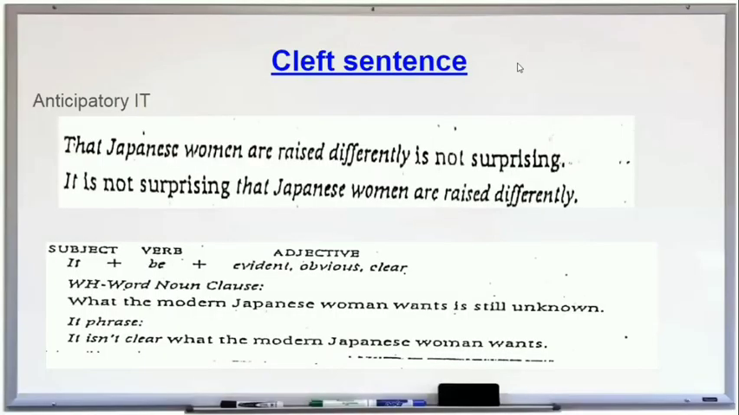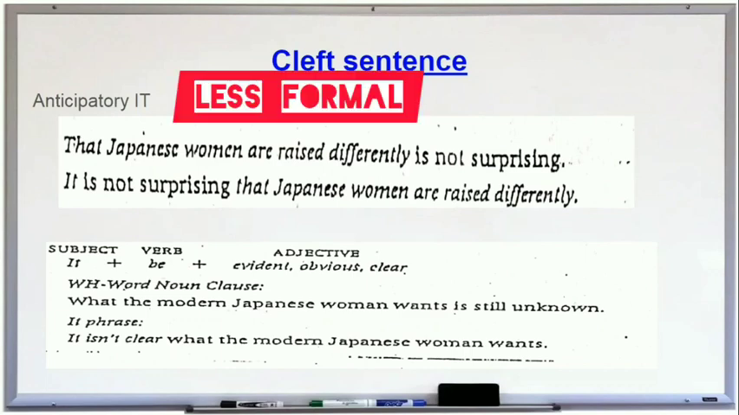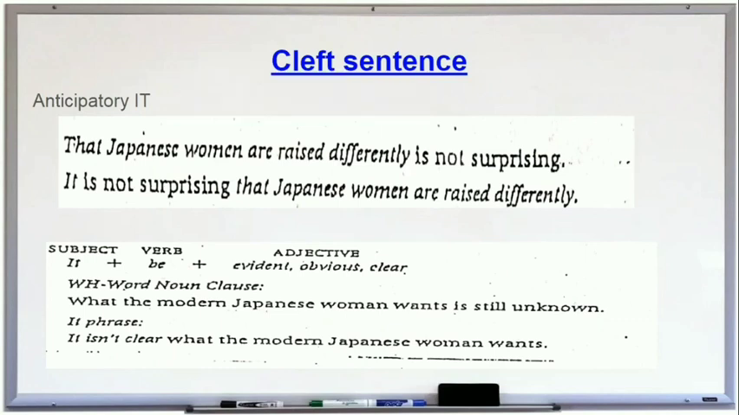Finally, it's important to mention the use of cleft sentences. In this case, we are going to focus on anticipatory it. We are going to use this anticipatory it in the subject position when we want our noun clause to be less formal. So in this case, we are going to place this it in the subject position and move the noun clause to the end of the sentence.